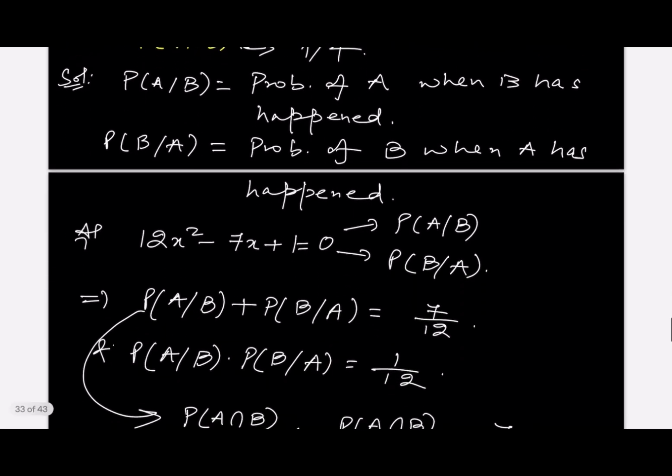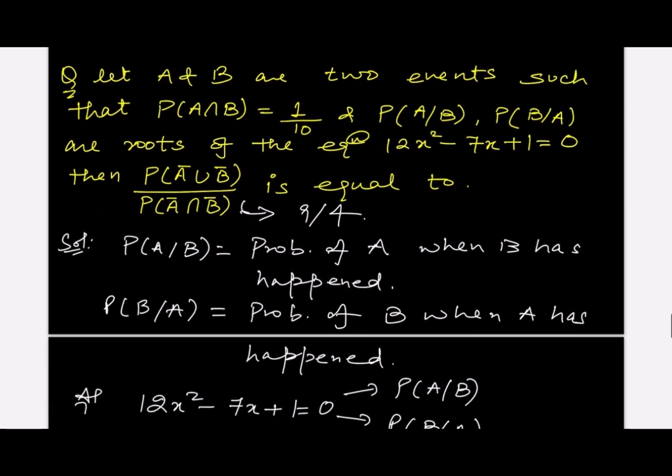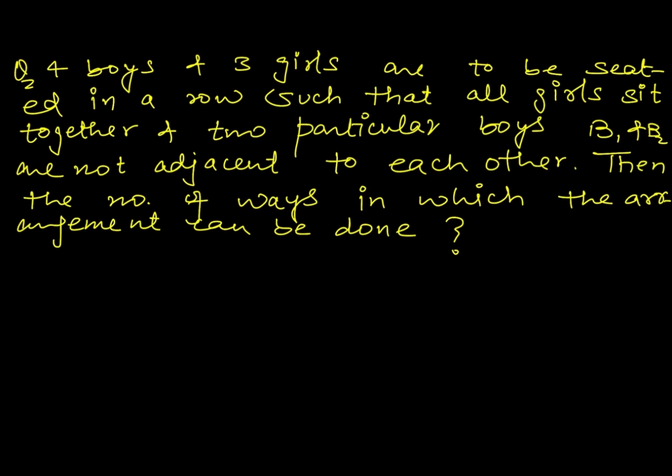Now let's move to the next question, which is from permutations and combinations. Students, the question is, 4 boys and 3 girls are to be seated in a row such that all girls sit together and 2 particular boys, say B1 and B2, are not adjacent to each other. Then the number of ways in which the arrangement can be done.